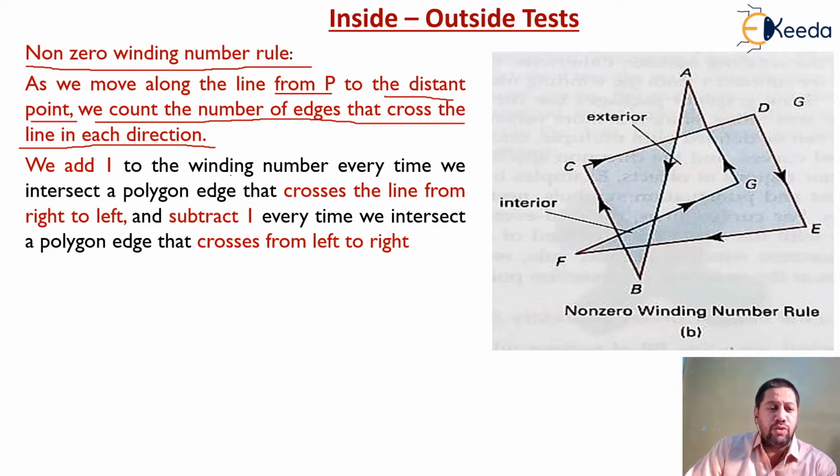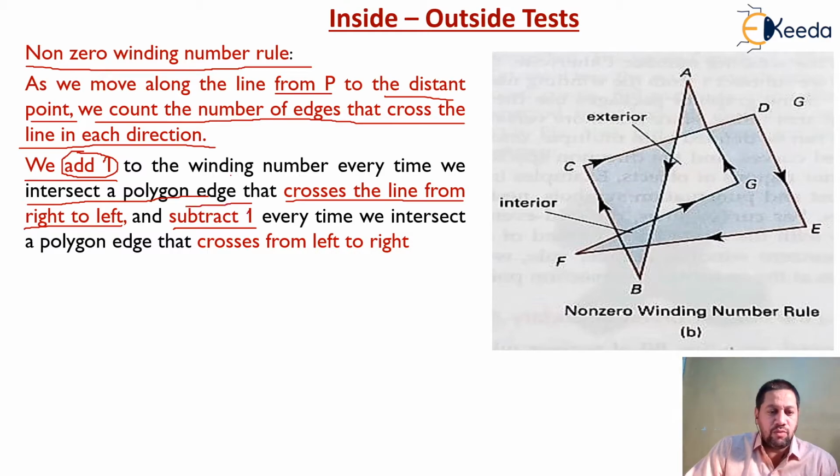Then what we have to do is add 1 to the winding number. Add 1 to the winding number every time we intersect a polygon edge that crosses the line from right to left. So if a polygon edge crosses the line from right to left, we have to add 1, and we have to subtract 1 in the other case.